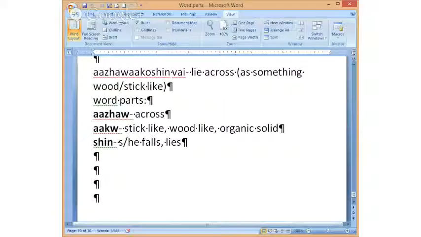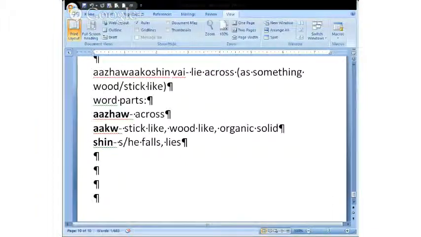So I thought aja was already, and I thought this meant something lies across it already, but it had nothing to do with it. It has the sound aja, but the word is ajo, across, and that's what kind of threw me off when I first heard this word. But it makes sense now. Ajo, across, and then ako, stick-like or wood-like or organic solid, and then the shin, he or she falls or lies.